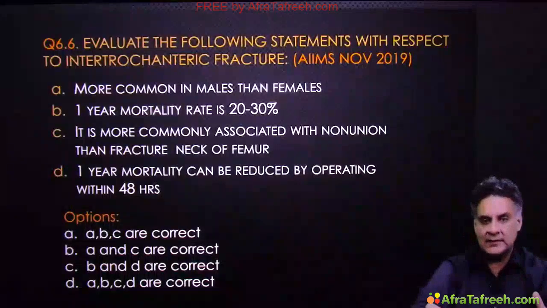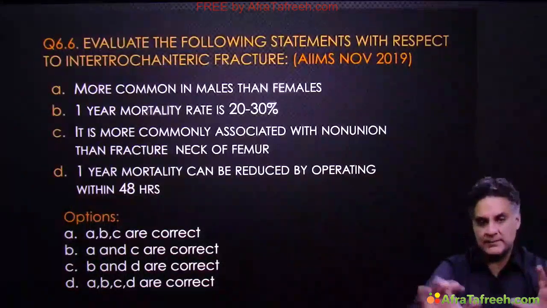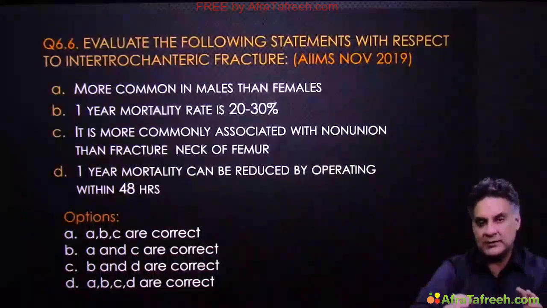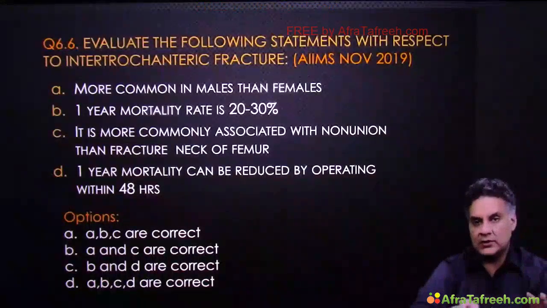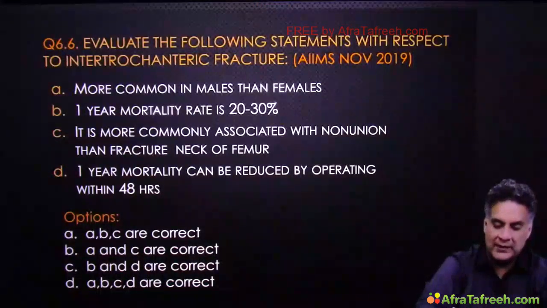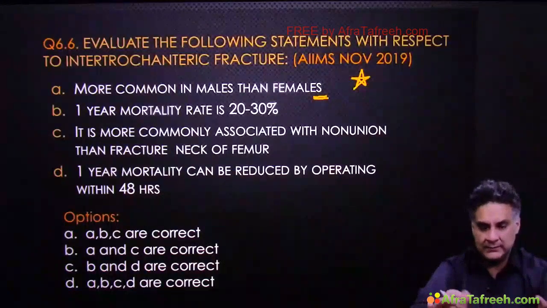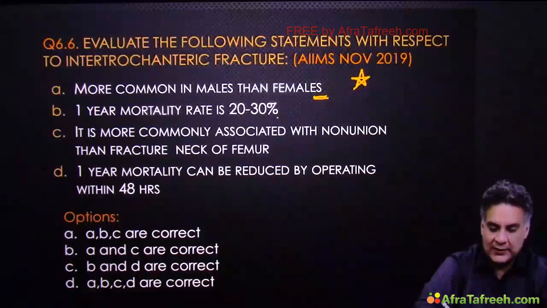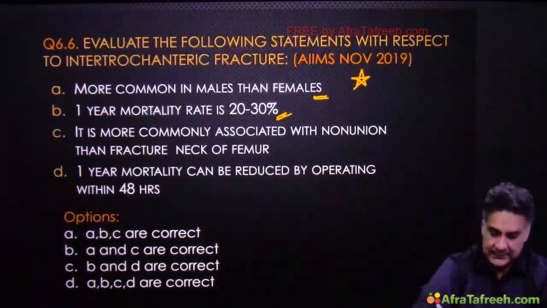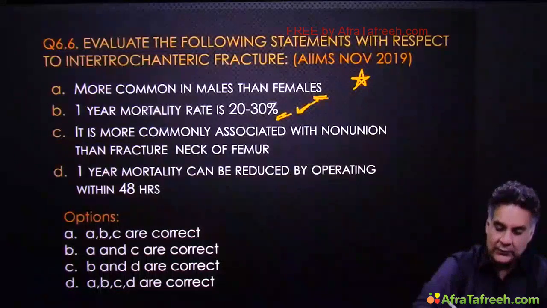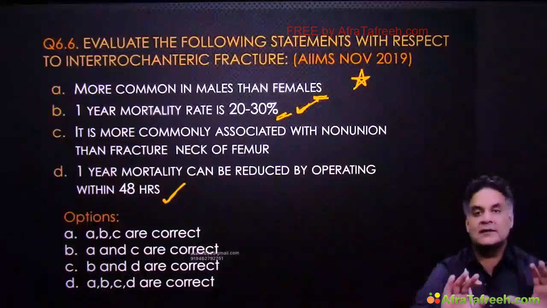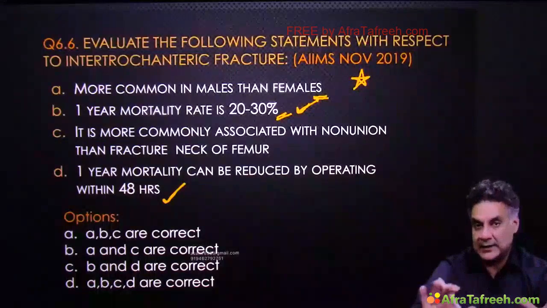Evaluate the following statement with regard to intertrochanteric fracture. Now, when you have this type of question coming in AIIMS, you need to read all the options. More common in male than females. Let's see what exactly it is. We will see again. 1 year mortality rate is 20 to 30%. Correct. And you can reduce the mortality if you operate within 48 hours. Correct. So B and D are correct.